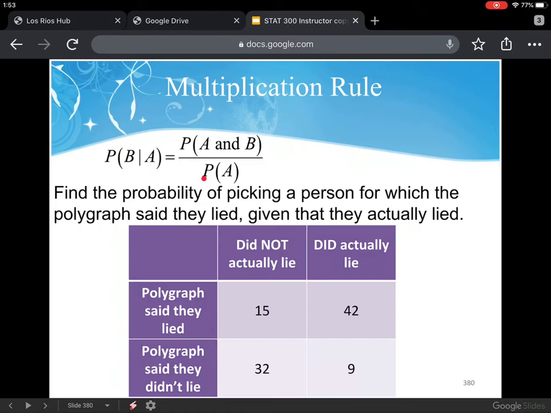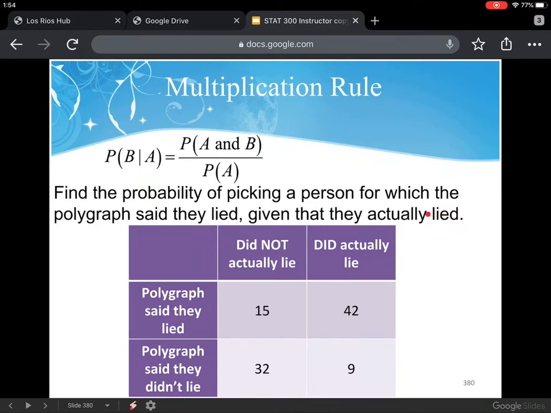So there's a couple ways that you can go about this. I'll show you what I think would be the easier one. This word given, think about this. This word given, that they actually lied, is the first thing that we're interested in. So this is going to happen first, given that they actually lied. And then what is the probability that the polygraph said that they lied, given that they actually lied?